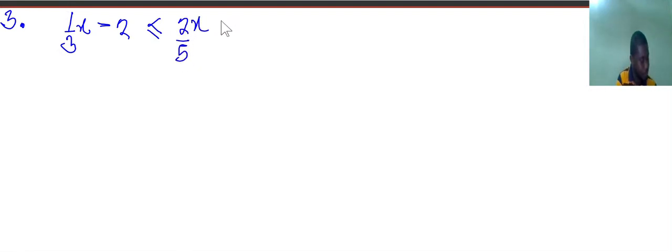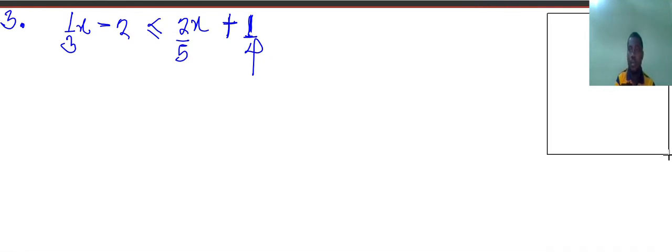Let's call that number 3. 1 over 3 of x, minus 2, less than or equals to 2 over 5 of x, plus 1 over 4. Okay, so this involves fractions, so we could think of a way of clearing the fractions.